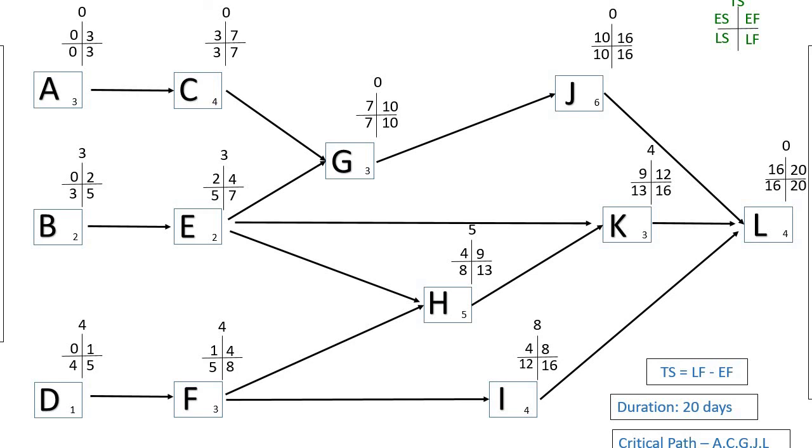This is what our network diagram looks like. This is what we set out to achieve. We needed to draw the network diagram. Then we needed to calculate the early start, the early finish, the late start, the late finish, and the total slack of each activity. We needed to calculate the duration of the project to be 20 days. And then we also needed to find the critical path of the project.